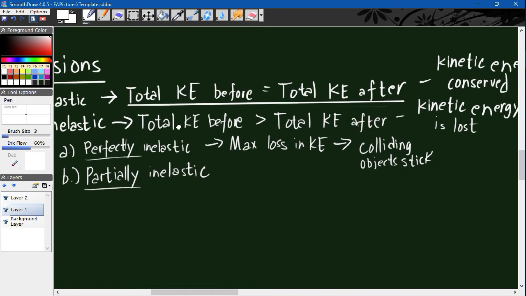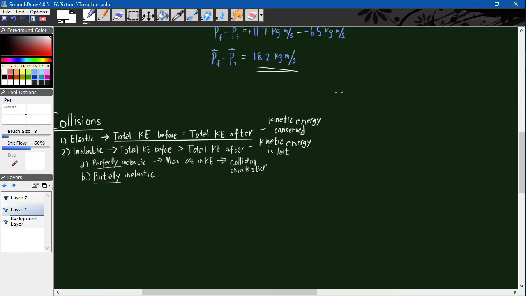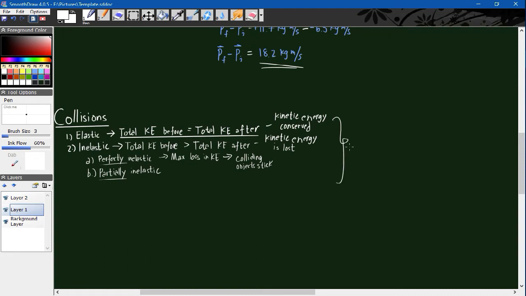And the general thing between all these kinds of collisions is that momentum, at least linear momentum, is conserved. Always.